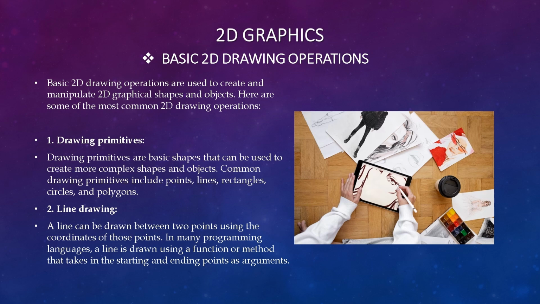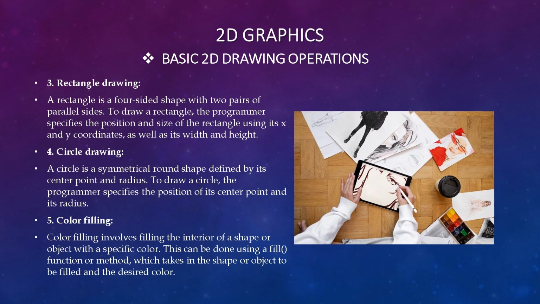2. Line drawing. A line can be drawn between 2 points using the coordinates of those points. In many programming languages, a line is drawn using a function or method that takes in the starting and ending points as arguments.